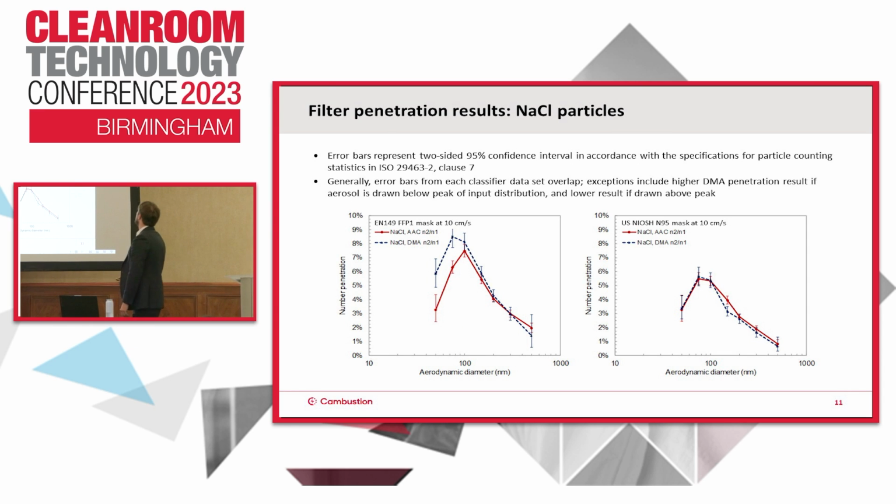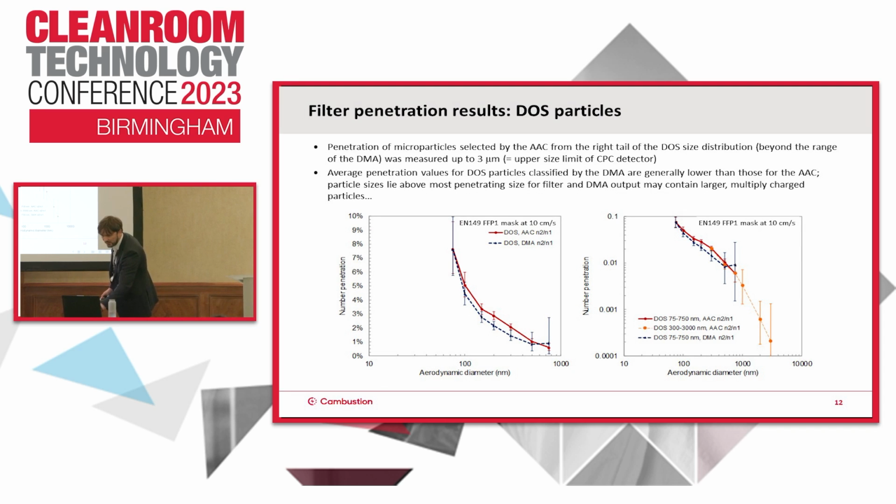And then this is the data for each classifier back to back on the same face mask. So you see generally they're in good agreement and the error bars overlap. And the specific circumstances where they don't overlap include a higher DMA penetration result if the aerosol is drawn below the peak of the input distribution, and a lower result drawn above the peak. These are little clues that point to a possible explanation for what we're seeing.